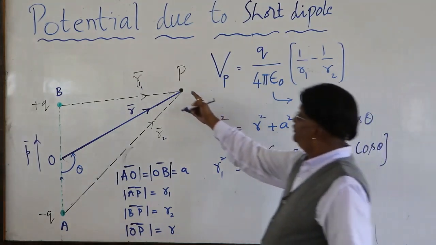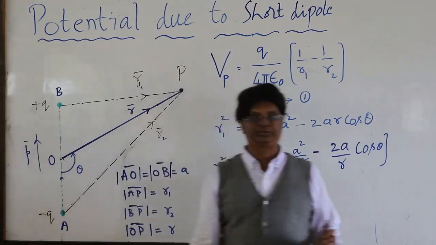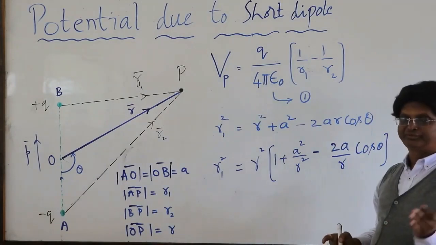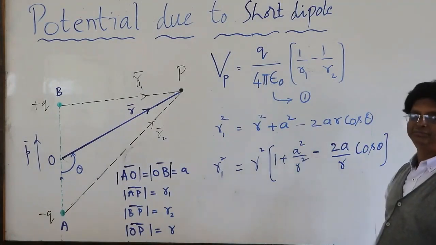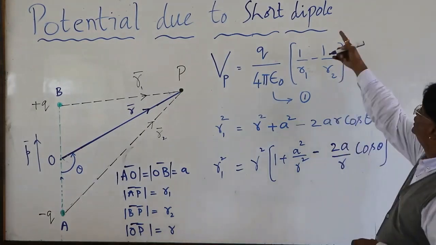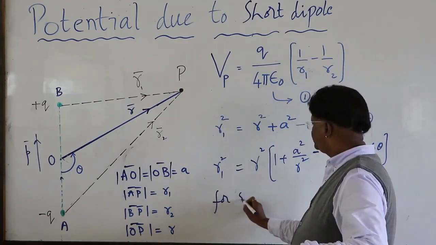When we are taking this point P such that R is much greater than the dipole length, then this a square by R square is too small, and therefore we neglect this term. So this is an approximation that we are taking, which is justified for a short dipole. So the same we are writing for short dipole.